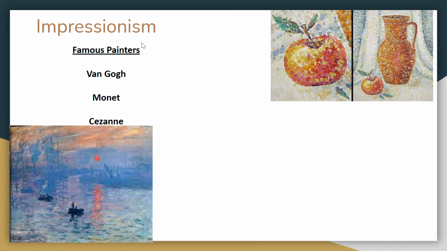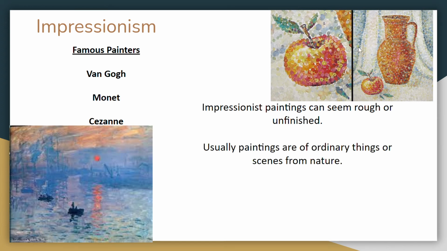And so what is Impressionism? Well, Impressionist paintings can seem rough or unfinished. We see in this painting up here, this apple, it almost looks like it needs to be painted a little more. There are all these dots here. It doesn't quite look done, but it is. It is finished. That's how Impressionist paintings work. A little unfinished, like more should be painted.